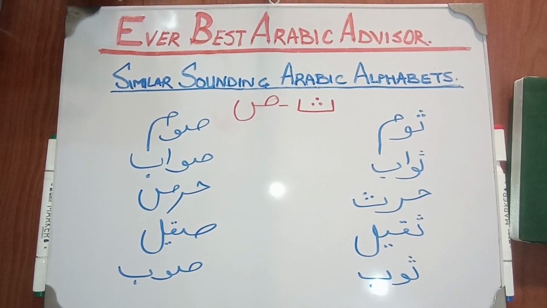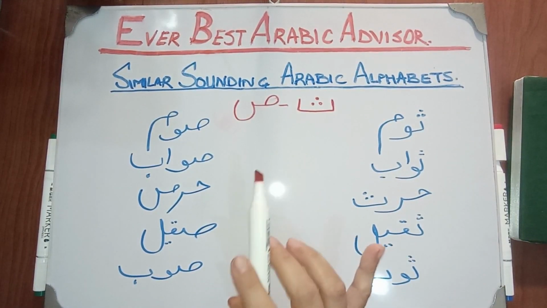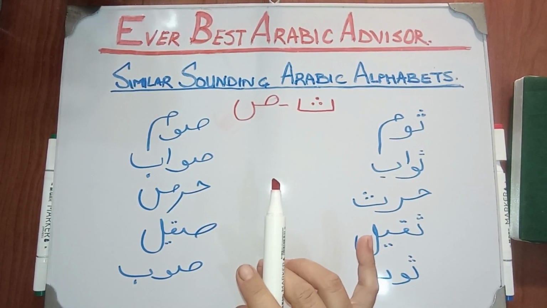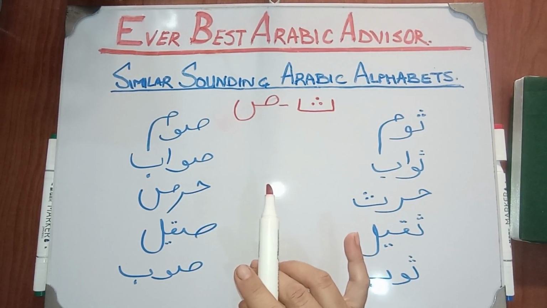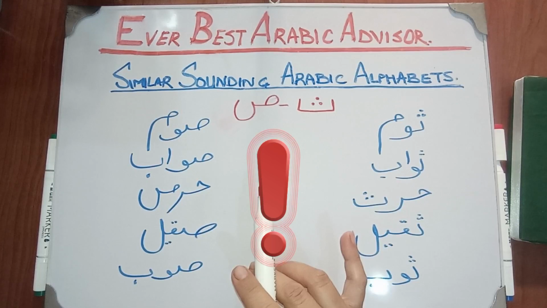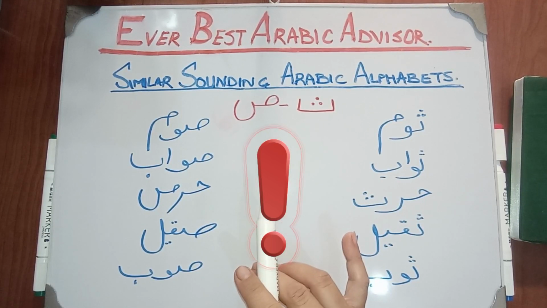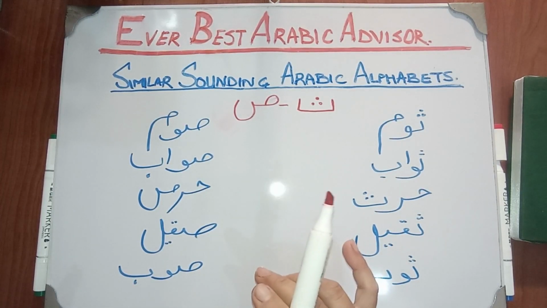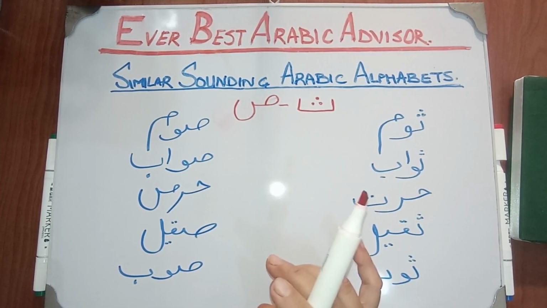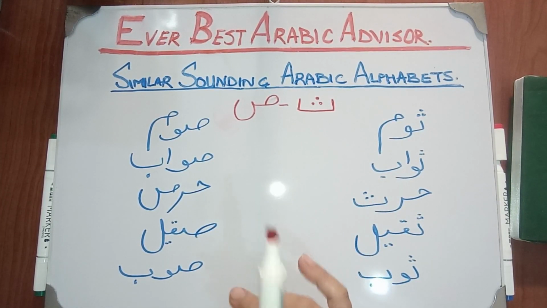Sa and Sod are two similar sounding Arabic alphabets. Do you want to learn the difference? Because you want to pronounce it correctly. Because without pronouncing correctly, you can't be a pro. Because that makes the difference. What difference it makes and how it is different, I will teach you in this video. So do watch this video until the end.